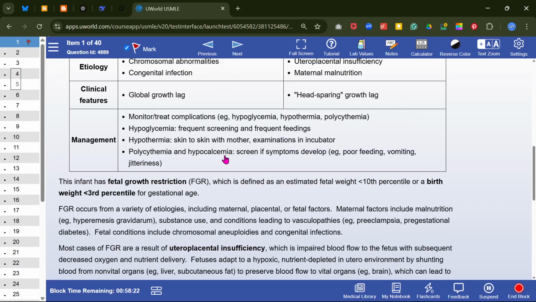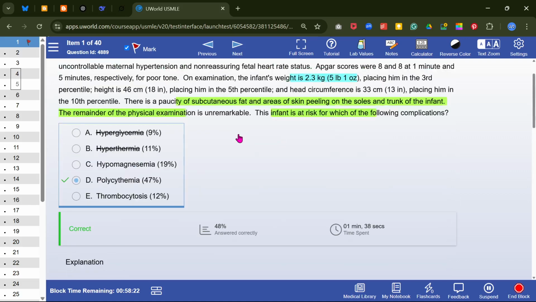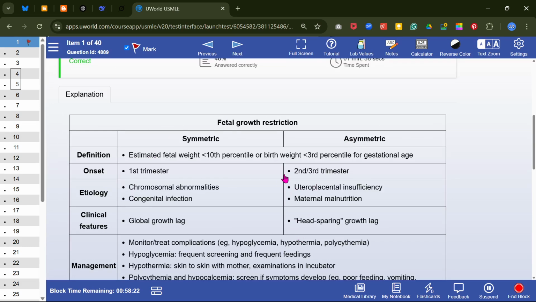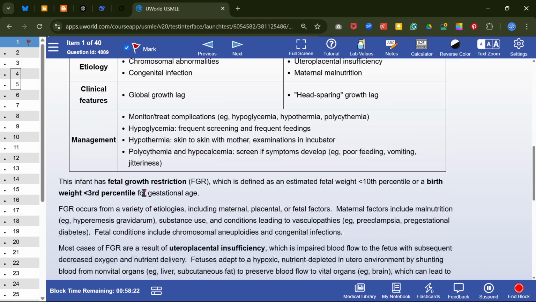So this patient has fetal growth restriction, which is defined as estimated fetal weight. His weight is 2.3 kg, so third percentile. Okay, but with less than third percentile. This patient has fetal growth restriction, which is defined as estimated fetal weight less than 10 percentile or a birth weight less than third percentile for gestational age. Fetal growth restriction occurs from a variety of etiologies, including maternal, placental, or fetal factors.